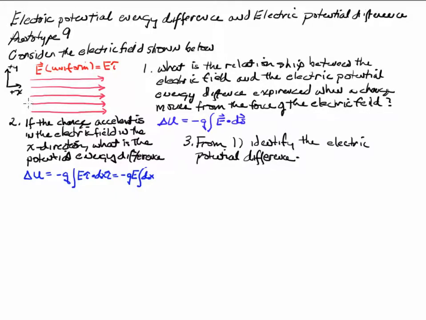From 1, identify the electric potential difference. If you look at that integral, what part of the integral represents the electric potential difference? And of course, it is that delta U equals Q times the quantity minus the integral of E dot ds. And that is our electric potential difference, equal to minus the integral of E dot ds.